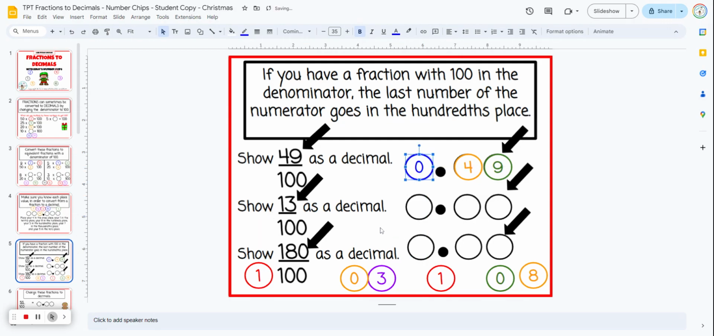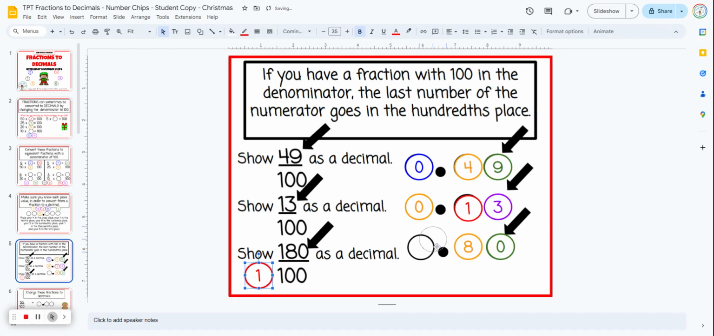So here we have 13 hundredths as long as we have 100 in the denominator. That number in the ones place of the numerator is going to go in the hundredths place. And then this has to be a 0. And then here we have 180 hundredths. So that 0 is going to have to go in the hundredths place. And if we just place the other numbers in order, we're going to get 1 and 80 hundredths.